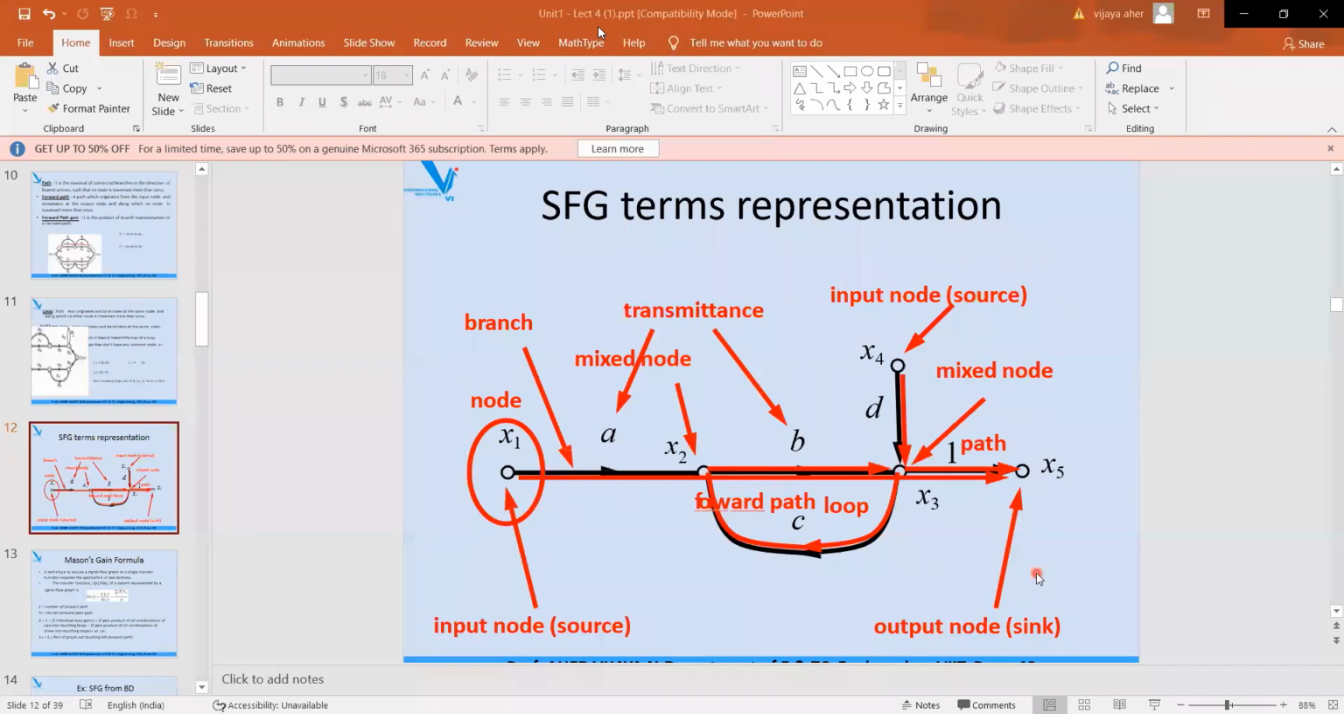Yes, ma'am. Okay, आता बघा परत एकदा रिपीट करते, जस्ट ऍडमिटेड स्टुडंट साठी. So this is nothing but signal flow graph terms representation. So in SFG you are having input node, source node, output node, sink nodes. We are having mixed nodes; X2 and X3 are mixed nodes. X4 is input node or source node. You are having branches in SFG, forward path, loop, and transmittances A, B, D. And this is nothing but path 1, starting from X1 to X2 to X3 to X5. हा जो फॉरवर्ड पाथ आहे याला मी काय म्हटलंय? पाथ 1. Okay, so all these things are present in signal flow graph. Got it?